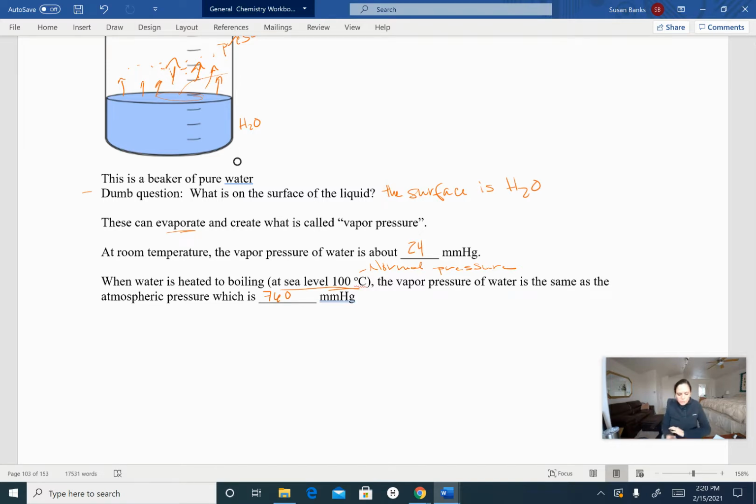Okay, so boiling is where the vapor pressure of the liquid is equal to the atmospheric pressure.